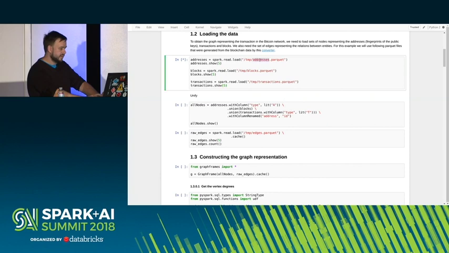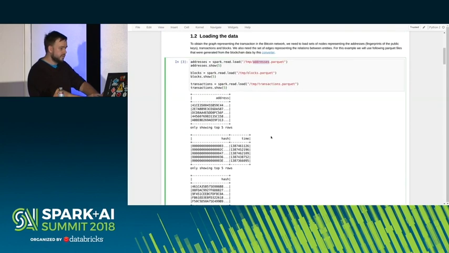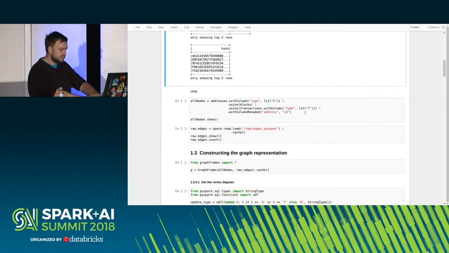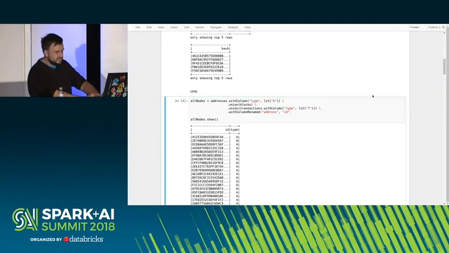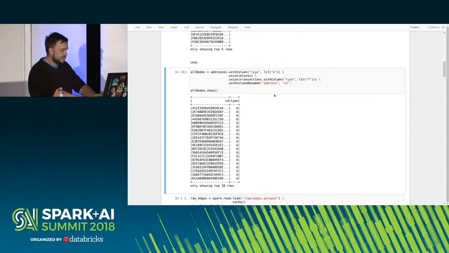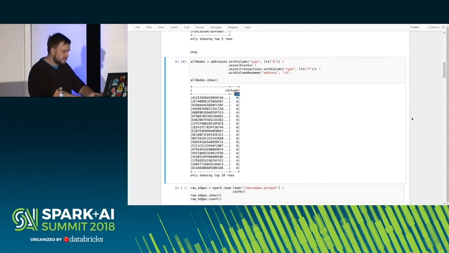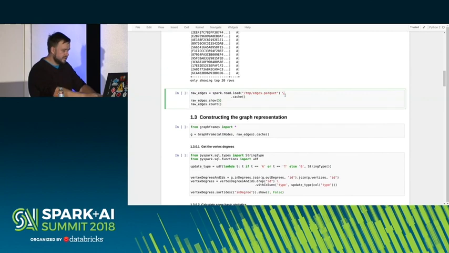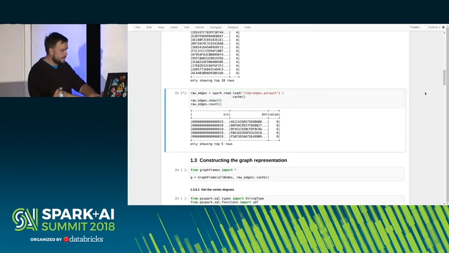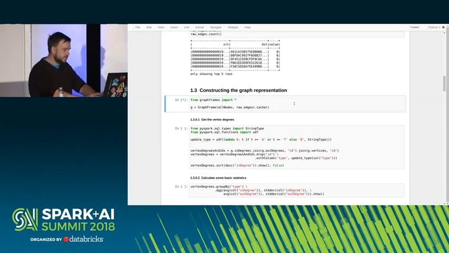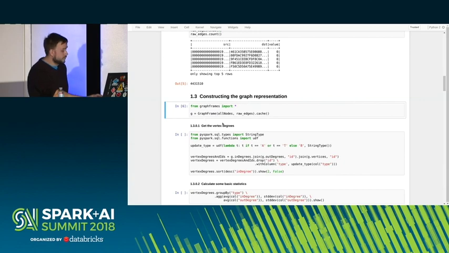So I've got one Parquet file for addresses, one for blocks, one for transactions. These represent the nodes in the graph. I will merge all these data frames together, adding some discriminator column to it. Also load the edges and create a GraphFrame representation of the graph to be able to work with it.